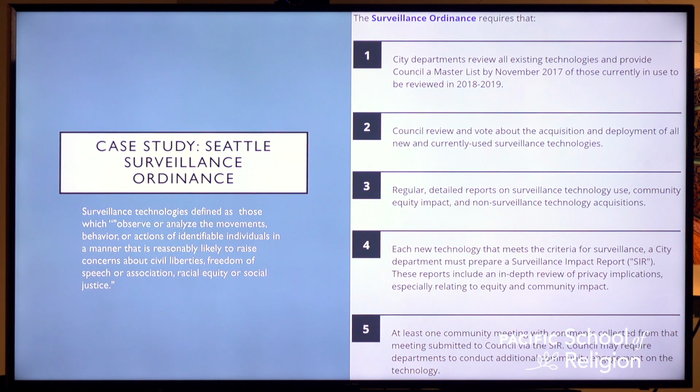So one interesting case study to think through is the Seattle Surveillance Ordinance. You'll have this PowerPoint up on Moodle. That blue part up there is a link to the actual ordinance. Essentially, it's requiring review of all technologies related to smart cities that could track. And they define surveillance technologies as those which observe or analyze the movements, behavior, or actions of identifiable individuals in a manner that is reasonably likely to raise concerns about civil liberties, freedom of speech or association, racial equity, or social justice. Specifically, it's talking about how a technology can have a chilling effect on what we would consider to be our privacy and our civil rights and liberties.